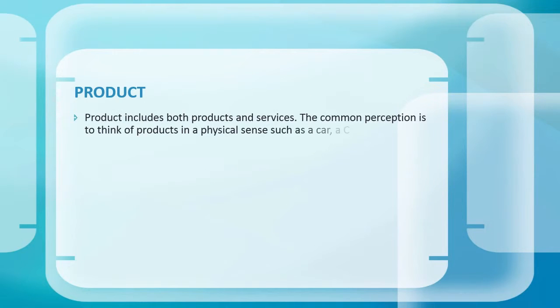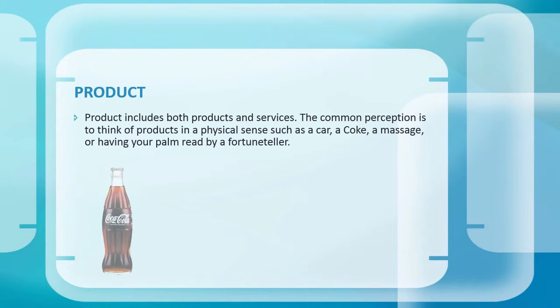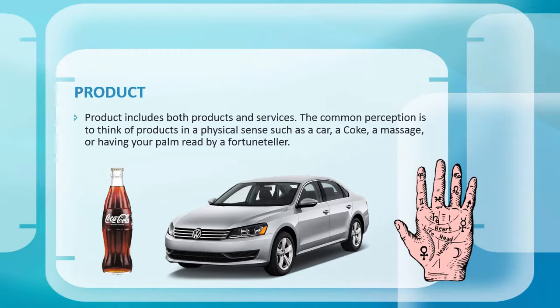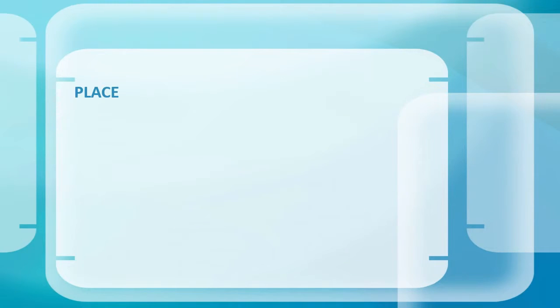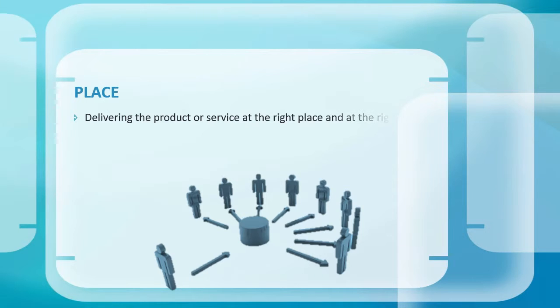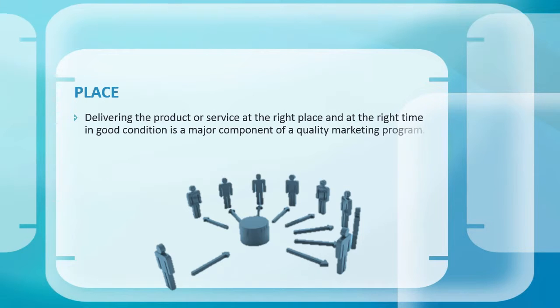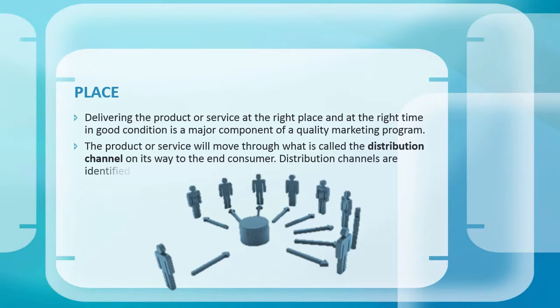Product. Product includes both products and services. The common perception is to think of products in a physical sense such as a car, a Coke, a massage, or having your palm read by a fortune teller. Place. Delivering the product or service at the right place and at the right time in good condition is a major component of a quality marketing program.